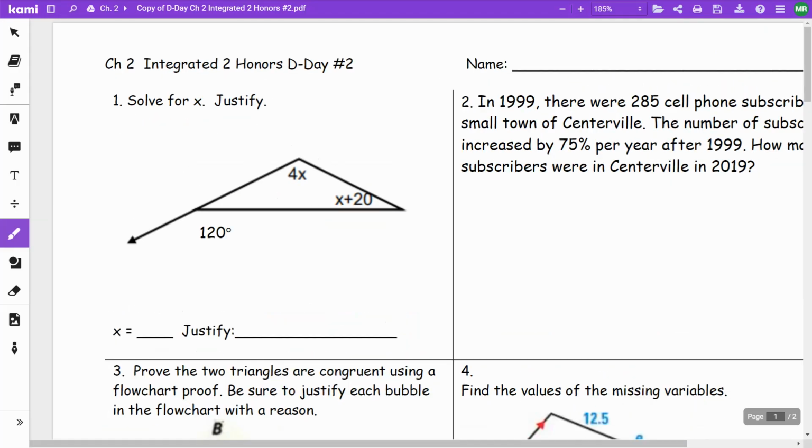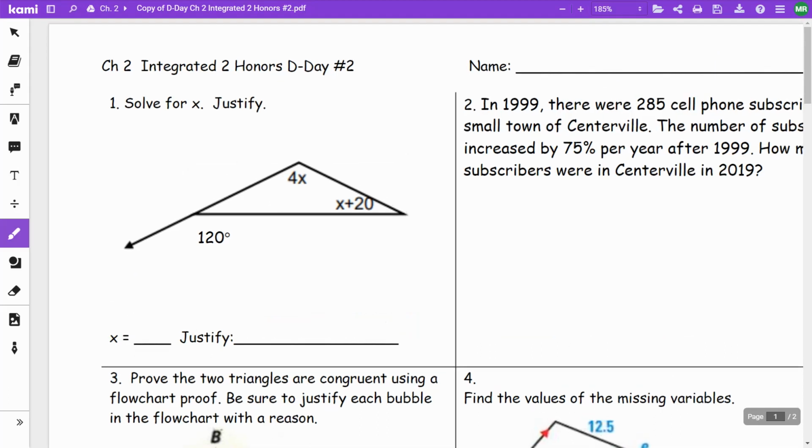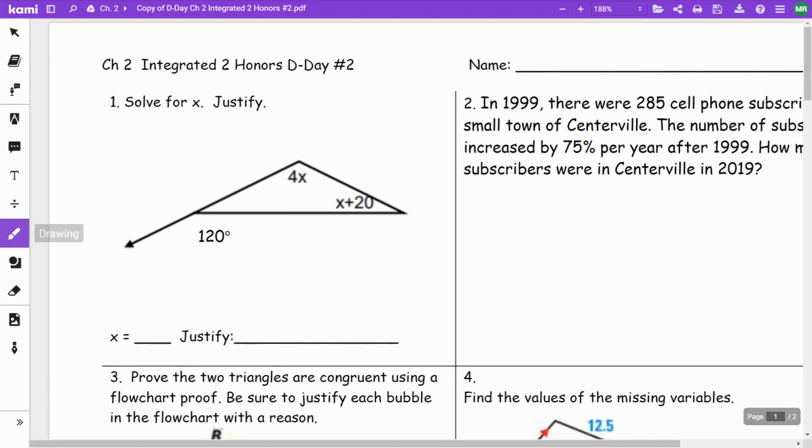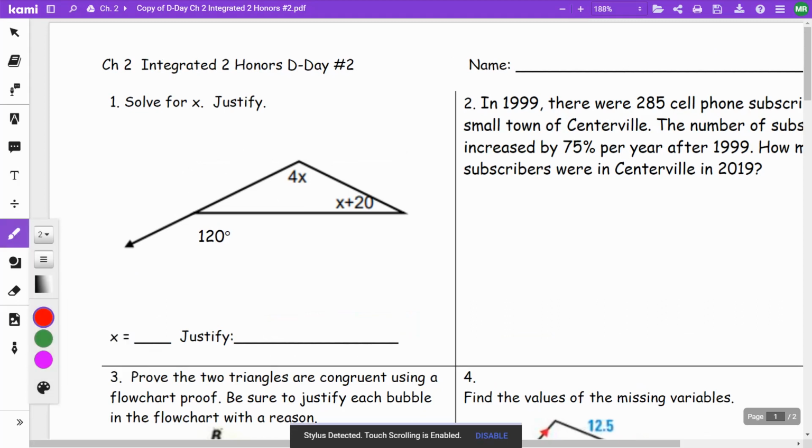So this video is for Integrated 2. This is chapter 2, D-Day 2. And a couple different ways you can do this problem here for number 1. I'm going to think of this as an exterior angle.